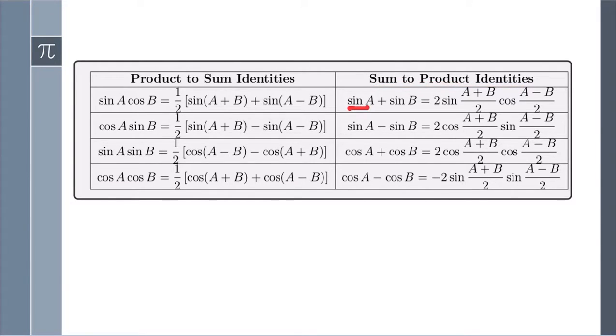So if we have sine A plus sine B, sine A minus sine B, cosine A plus cosine B, and cosine A minus cosine B, each gives us one of these identities. We're going to basically use these identities in this video.